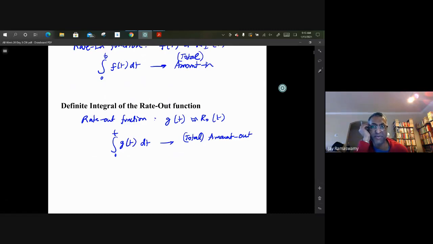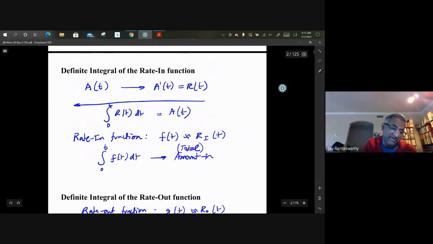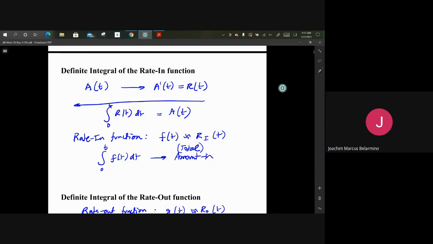So I want you to observe that process. This is not something you memorize. See if it's very intuitive, because if I take the derivative of amount, I get the rate. So if I take the integral of the rate, I can get the amount. See if that's intuitive. Okay, now let's do some problems.